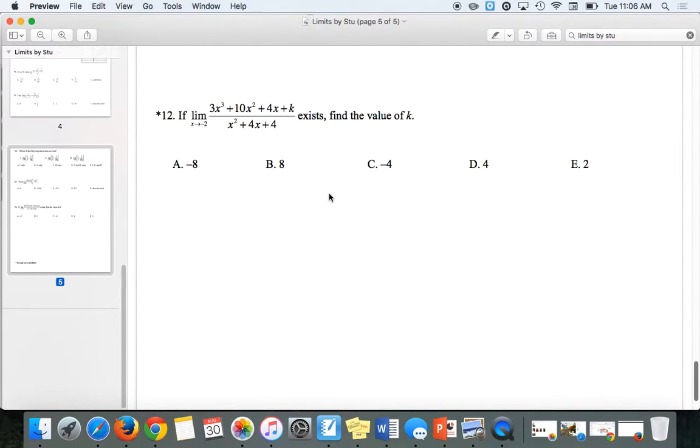Number 12, this one. All right, so it says if the limit as x goes to -2 of 3x cubed plus 10x squared plus 4x plus k, all over x squared plus 4x plus 4, exists, find the value of k. You can try to factor, but you have this value of k that's happening, so it's a little tricky. Did anybody feel like they got the right answer?